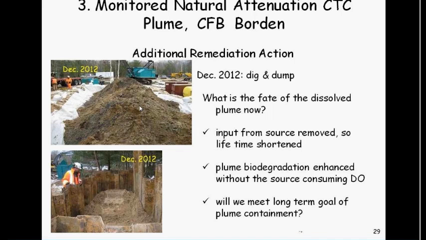So we don't know that we're going to meet the long-term goal of the plume not moving any further. So we continue to monitor that one.